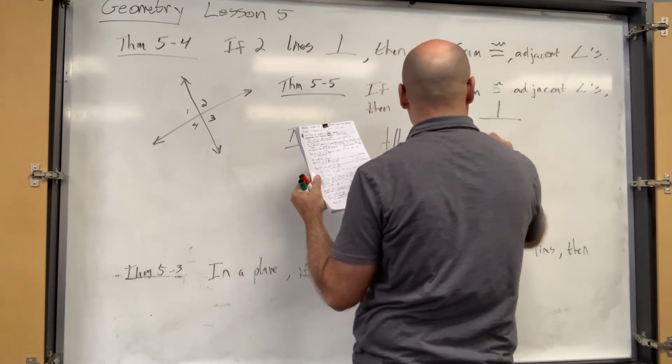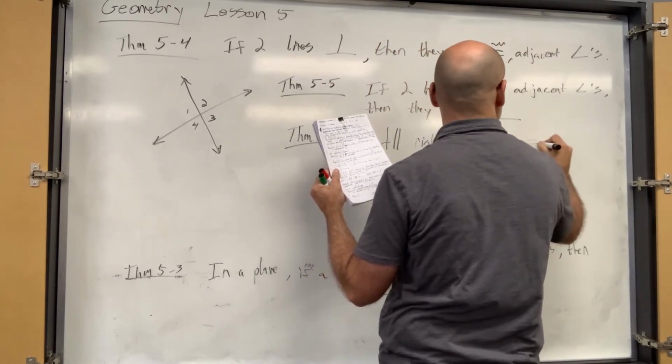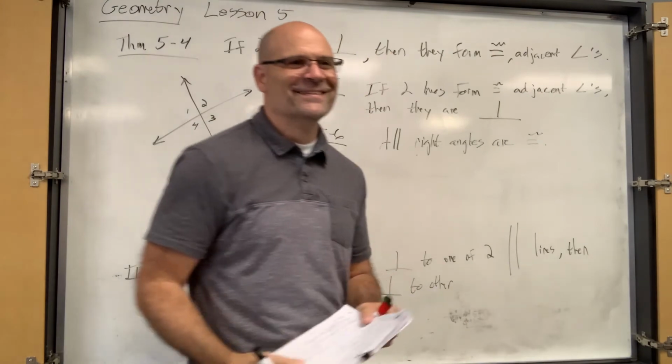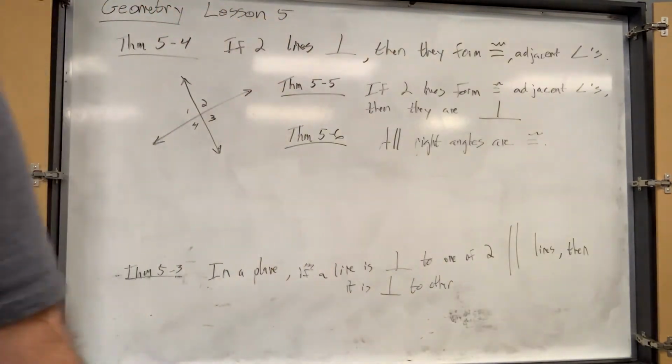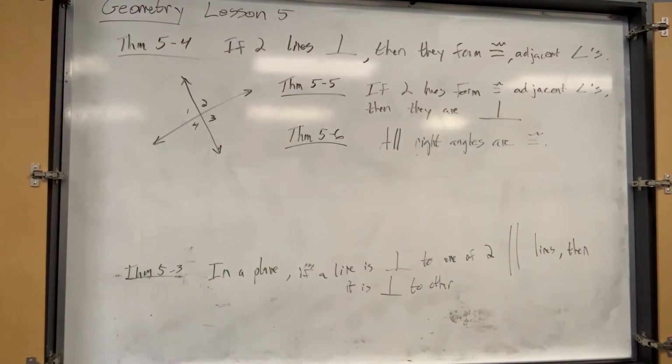Right angles are congruent. That's what theorem 5-6 says. Well, duh, right? Because all right angles are 90 degrees, and 90 degrees is equal to 90 degrees. Yes. What's the next one?